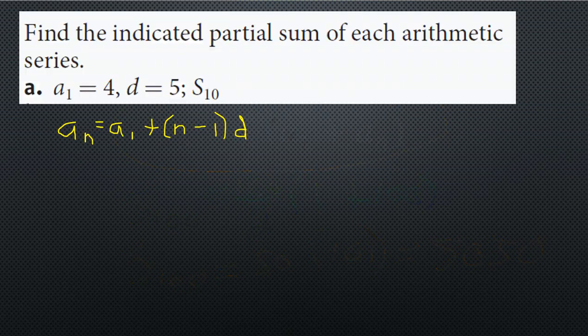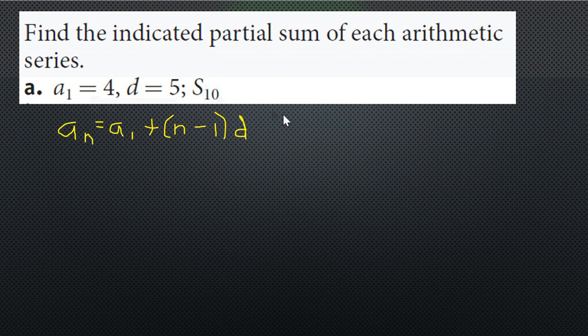Okay, now we're going to look at an example. It's a little bit tougher because we're not given the last term. In this example, we're given the first term, a1 equals 4, and the common difference is 5. And we're asked to find the sum of the first 10 terms of the sequence. Again, we don't need to find all the terms of the sequence to add them together. We just need the first term and the last term.